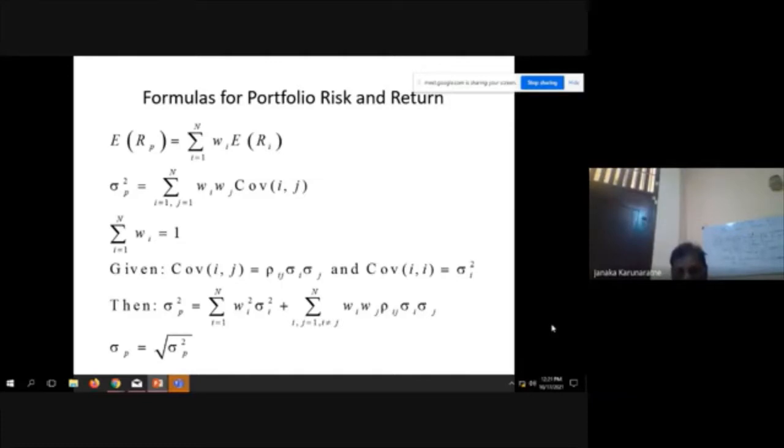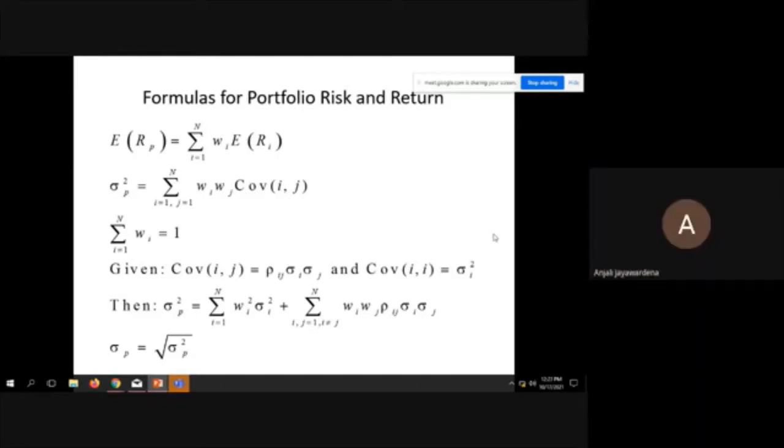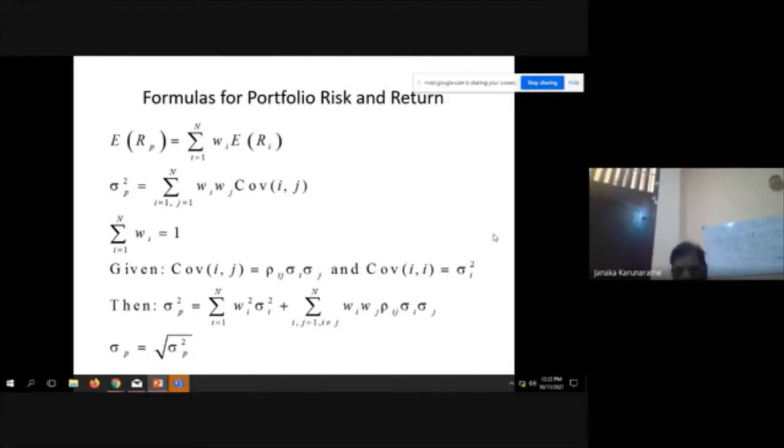Weight. Investment 1 weight? 0.4. Investment 2? 0.4. Investment 3? 0.2. So W1 is 0.4, W2 is 0.4, W3 is 0.2. If you add together 0.4 plus 0.4 plus 0.2, it is 1. So the weights should add to 1.